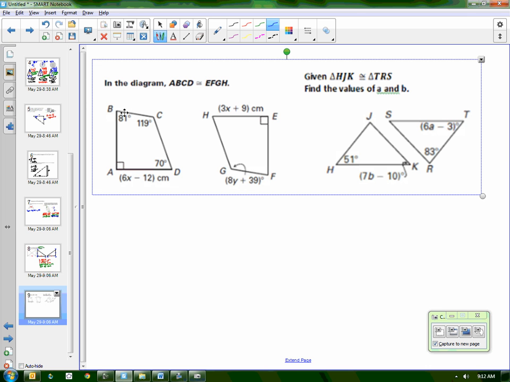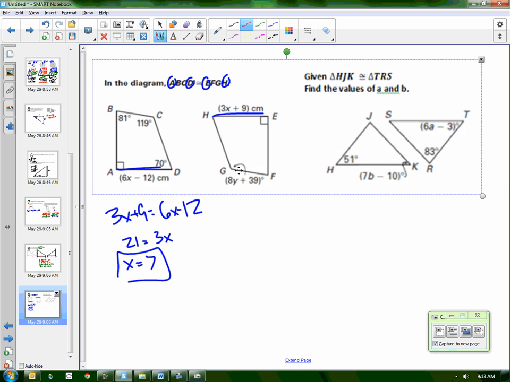On the bottom here, I've got some problems that have some quadrilaterals, so what you need to do is find the corresponding parts. I want to know what AD corresponds to. AD corresponds with EH, so I'll just set those equal. 3x plus 9 equals 6x minus 12. Get all your x's on one side, that's 21 equals 3x, and then that means that x equals 7.